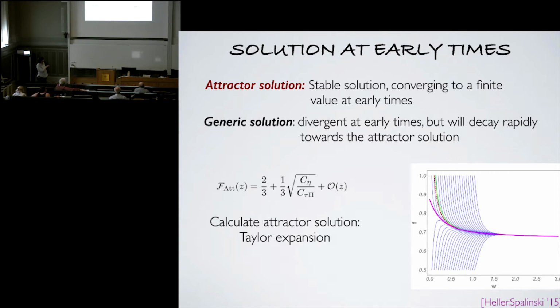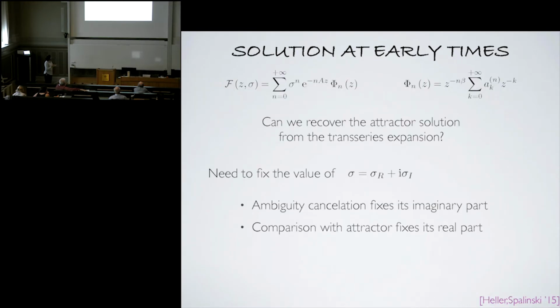You can actually calculate it as a Taylor expansion in small z, and you can approximate it or calculate it numerically. So, can we recover this attractor solution from my general solution here of the trans series? And what I want is to fix then the parameter sigma such that I recover that exact solution.